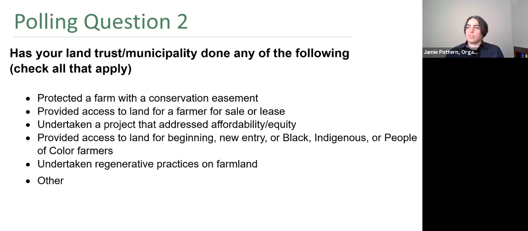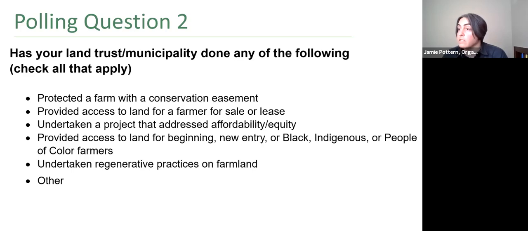Okay, so just sharing the results here. This is not surprising, but really exciting to see that most of you here on the call, the vast majority, have protected a farm with a conservation easement, which is really great. And about a third of you have been delving into providing access to land for a farmer for sale or lease.